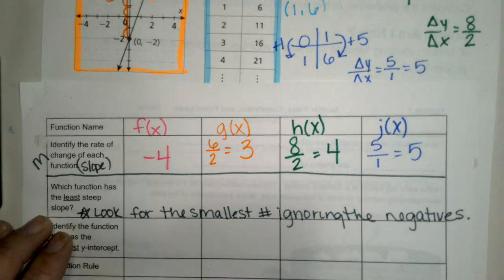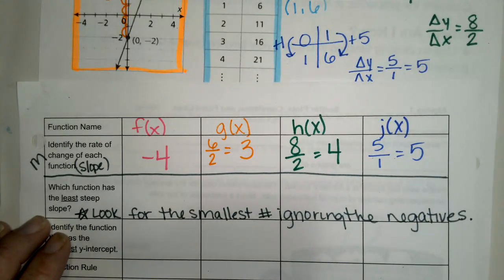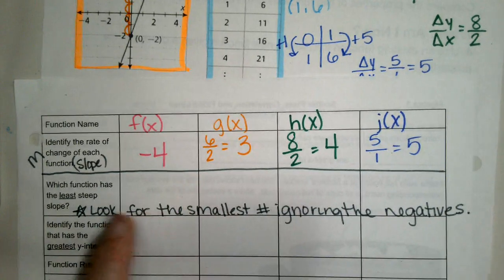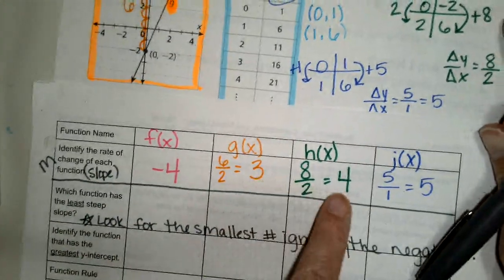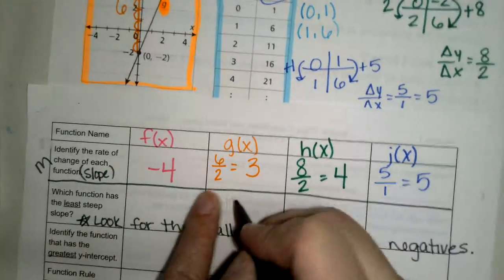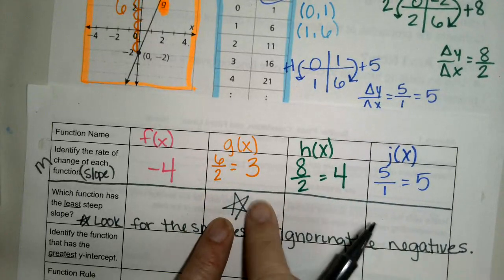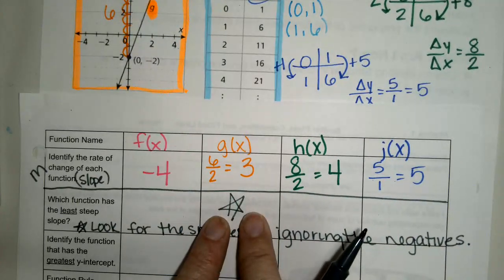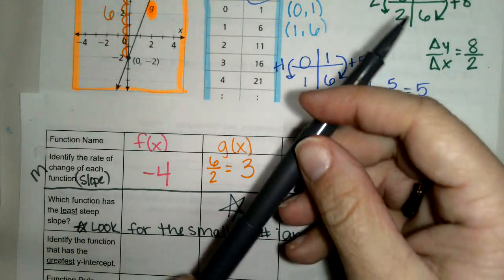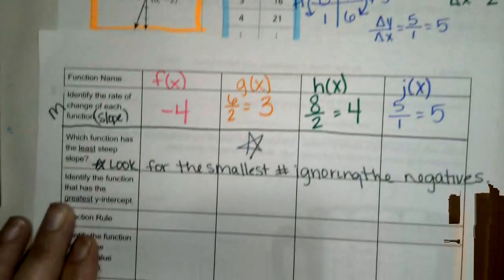But if you just look at the smallest number, ignoring the negatives, the smallest number, 4, 3, 4, 5, is 3. So the least steep slope is g of x. That means it's just not inclining as fast.